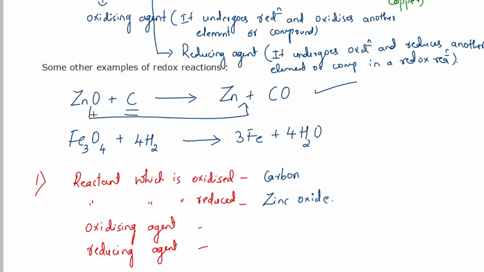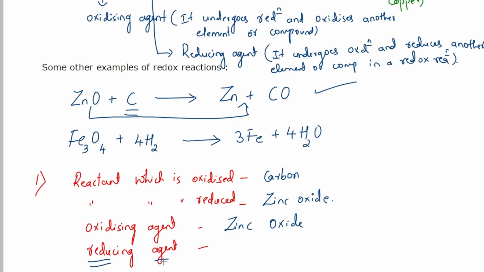Then, which is the oxidizing agent? I have already told you that the one which undergoes reduction will be the oxidizing agent because it helps in the oxidation. Here, zinc oxide has undergone reduction and it has helped carbon to gain oxygen. It has provided carbon with oxygen. So, the oxidizing agent will be zinc oxide.